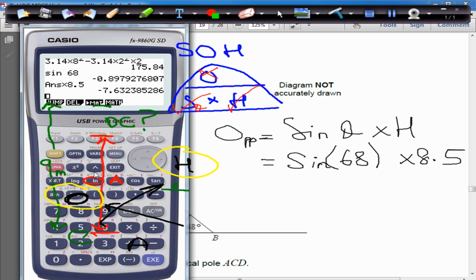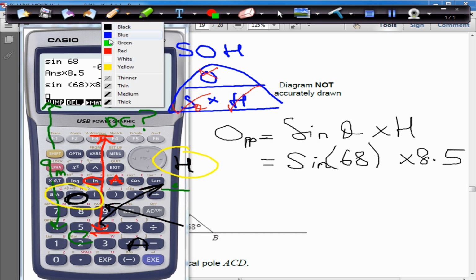Right, let's try the calculation again, folks. That's why we have that bit of a dual-liness. So sine, brackets, 68. Let's try that once more. Always check your answer, then multiply that by 8.5. Did you ever get 7.88? Lovely. Okay, so let's copy that down now.